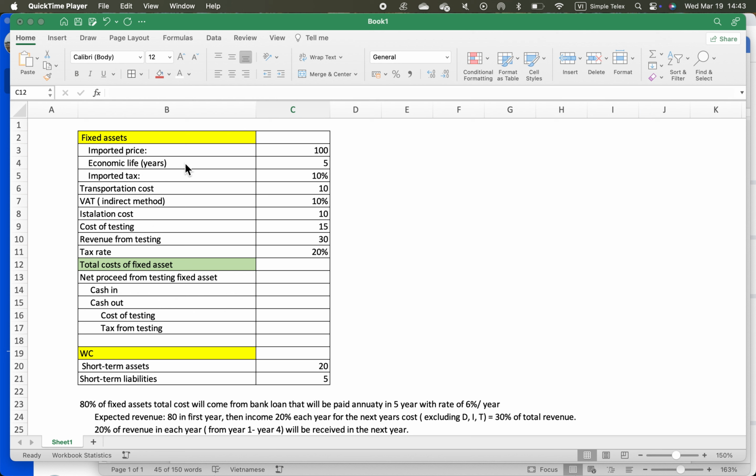And this is the additional information I give you now. The economic life of the project is 5 years. The import tax is 10%. The transportation cost is 10%. Value added tax, indirect method, of 10%. And installation cost is 10%. The cost of testing is 15%. The revenue from testing is 30%. And the tax rate is 20%.